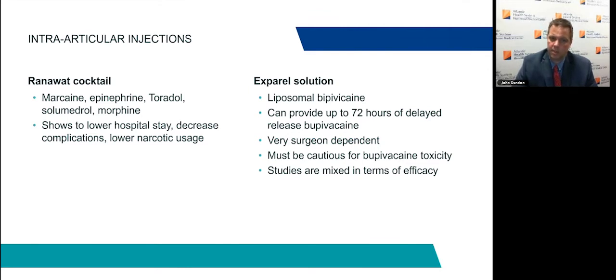And then Exparel, I touched on before, it's a liposomal bupivacaine. You can get up to 72 hours of delayed relief. It's surgeon dependent when you place it though, because wherever you place it, it kind of stays. It doesn't infiltrate like some of the other solutions do because of the liposomes. So you have to place this in numerous areas throughout the knee, and it's very tedious to do sometimes. You've got to be cautious with bupivacaine toxicity, especially if you're using bupivacaine spinal and bupivacaine blocks. You can talk to your anesthesiologist about maybe using something else with its blocks so you don't run into that. And the studies are obviously mixed in terms of efficacy out there.